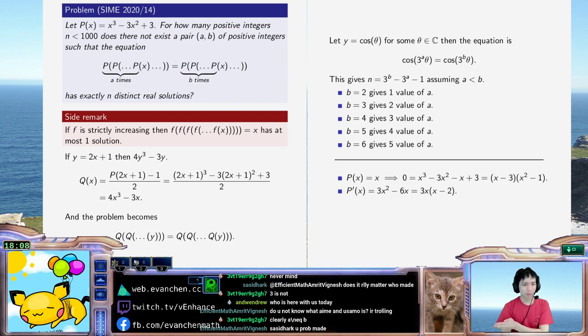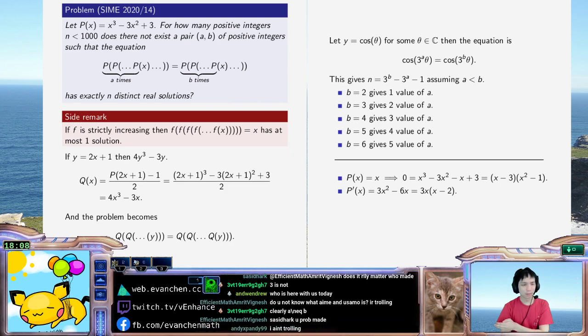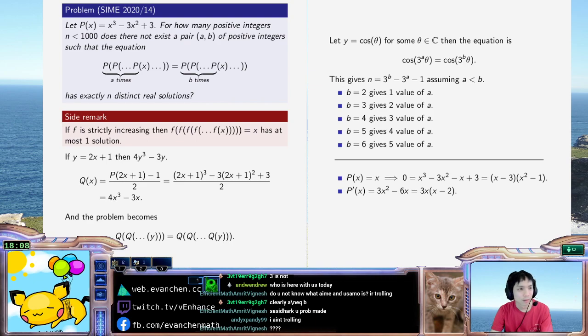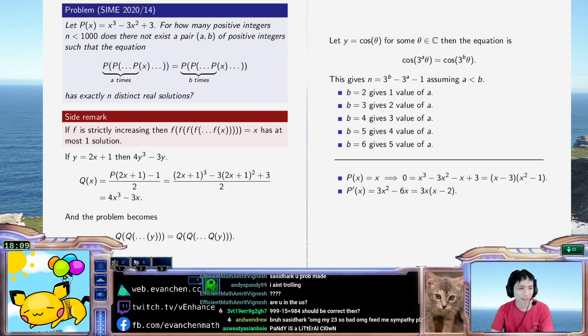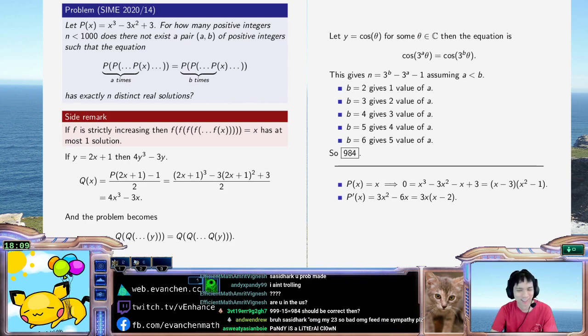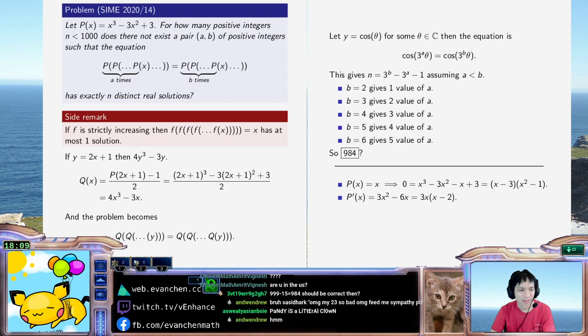If... For how many positive integers? Oh my god. Why would you do... Yeah, I was about to subtract it from 1000. I was like, wait, the inequality is strict. So 94? Is that right? Yes, okay.